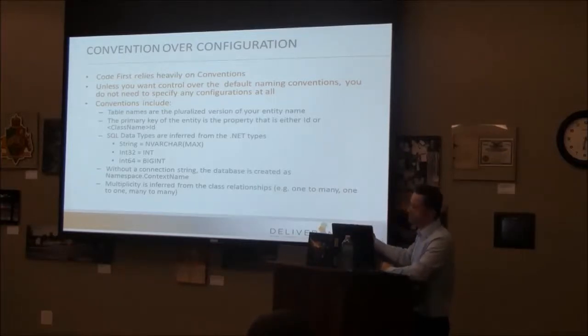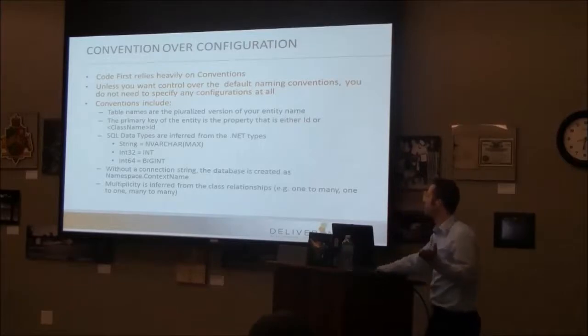A few other examples of the conventions that are included by default. The primary key of your table is going to be based on the class name. So if I have, again, a class called Customer, you have two options there. You can either have your primary key be a property called Id or the class name plus Id. So if your class is Customer, it'd be CustomerId. Excuse me, that would be the primary key of your table.